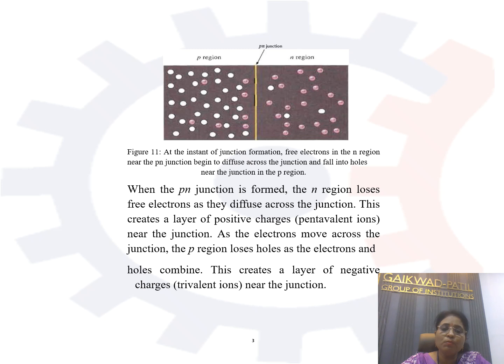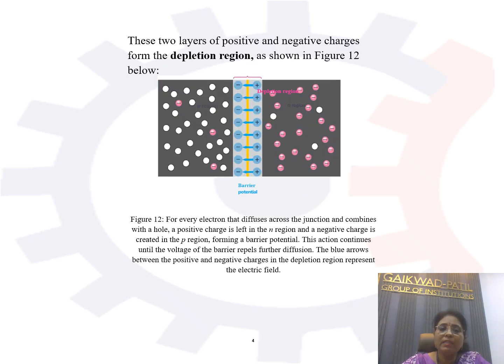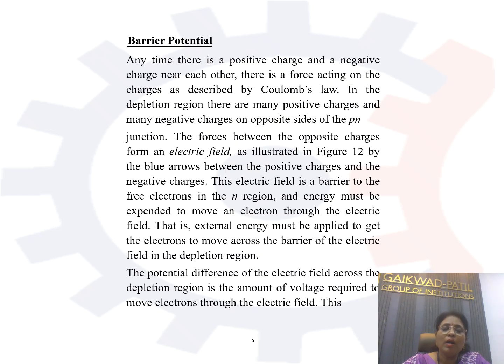As the electrons move across the junction, the P region loses holes as the electrons and holes recombine, and this creates a layer of negative charges, that is trivalent ions near the junction. In this way the depletion layer forms at the junction. These two layers of positive and negative charges form the depletion layer as shown in the figure. Another name for the depletion region is the barrier potential, or the junction potential.